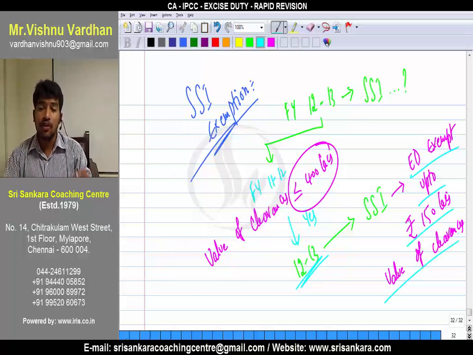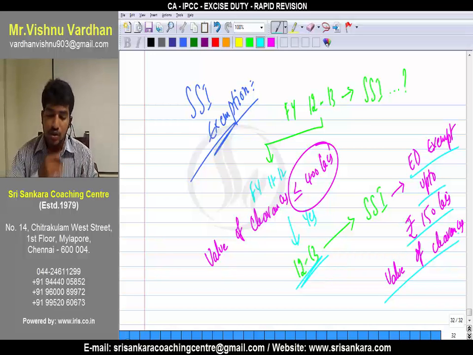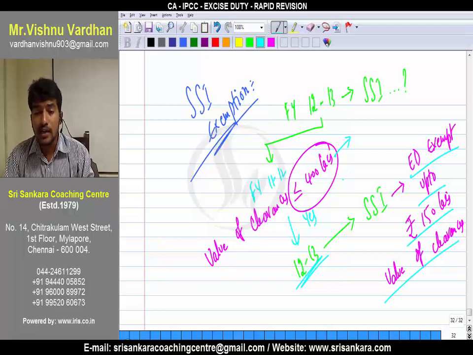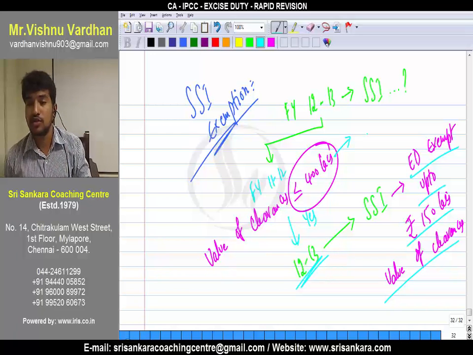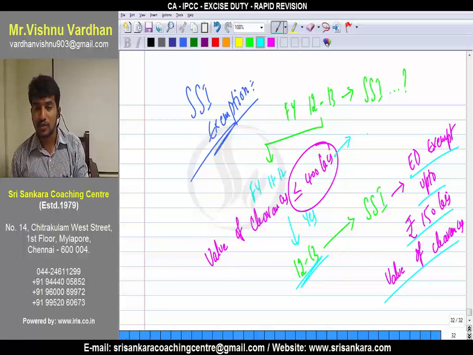Clear? Up to 150 lakhs of clearances of goods from your factory this year, you are not required to pay excise duty. So the important thing here is to calculate the 400 lakh limit of value of clearances. What is the unit I have to consider? If I am having multiple units, let us assume I am having 4 or 5 manufacturing units, whether for each unit this is applicable or not.